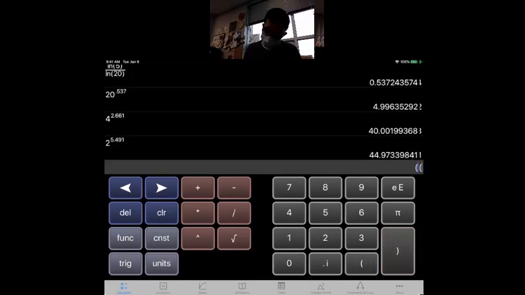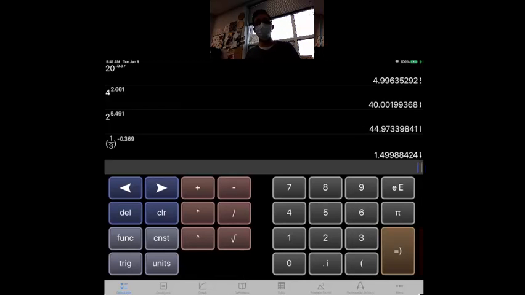So when you type fractions into a calculator, make sure you're using parentheses. So 1/3 in parentheses, caret negative 0.369. That's really close to 1.5. Okay, good job, Brian.